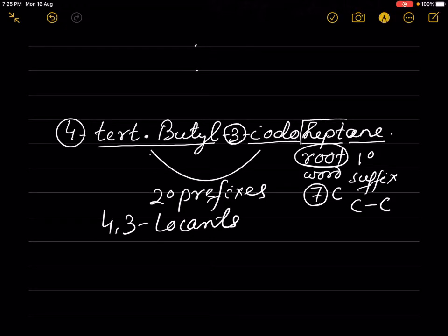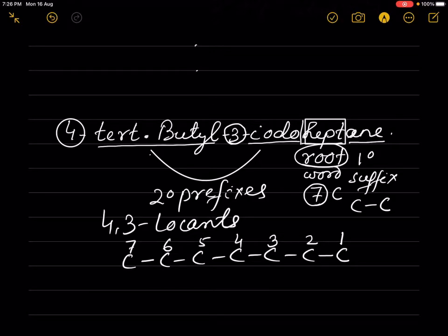For hept, we have to write 7 carbon atoms in a straight chain. The numbering of the carbon chain is done from one end. You can take the other end also. Ane means primary suffix. You will find carbon-carbon single bonds. Then at 3 position you will find iodo. So you have to write I over here.